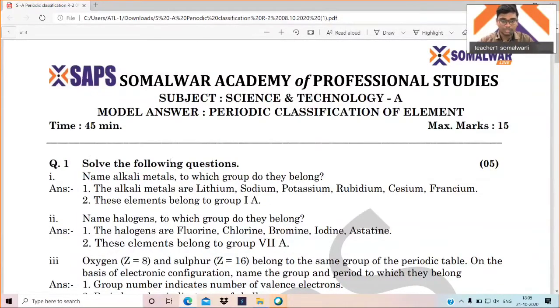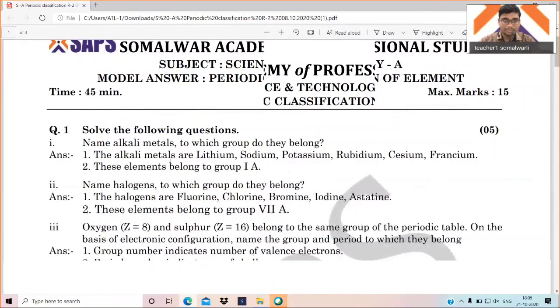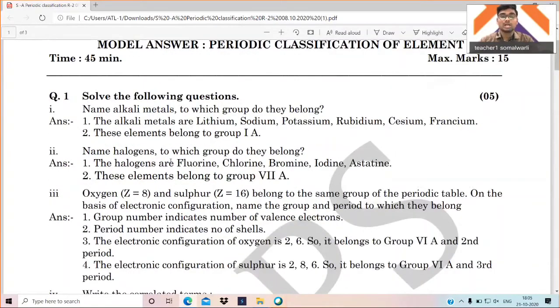Solve the following questions. First question: name the group to which alkali metals belong. Alkali metals belong to group 1A, and the elements are lithium, sodium, potassium, rubidium, cesium, francium. These are the elements called alkali metals. It is very easy, and they belong to group 1A.